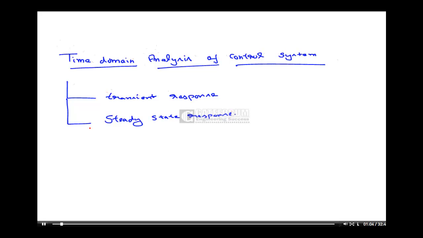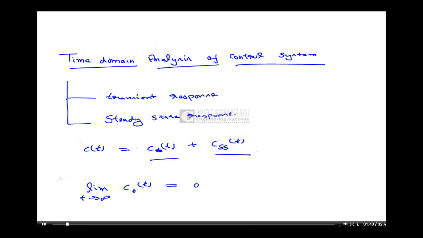So the full complete time domain response c(t) is an addition of transient response plus steady state response. We will see both transient response and steady state response separately. So what is transient response? A transient response is a response which dies out or becomes zero after a large interval of time. Mathematically I can write it as limit t tending to infinity c_t(t) is equal to 0.